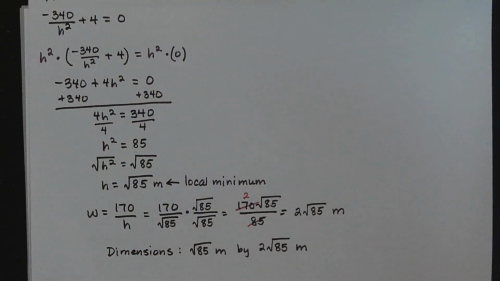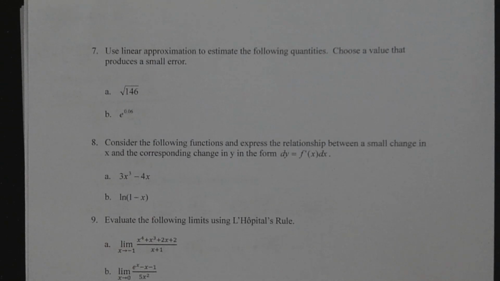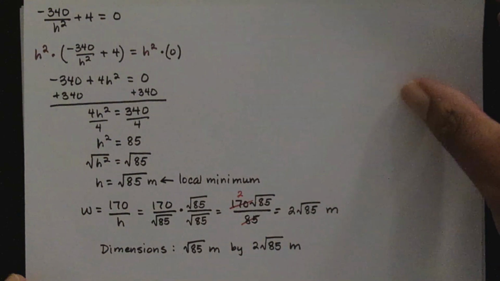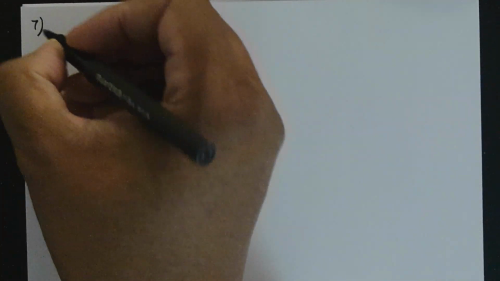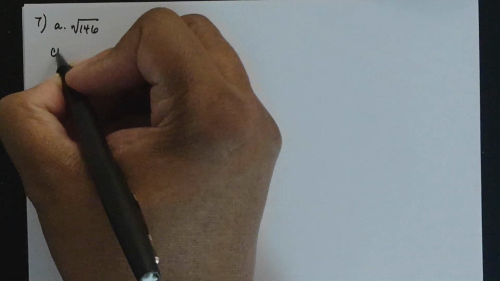Okay, problem number 7 deals with linear approximation, which is section 4.6. All right, so here we're going to choose a value that produces a small error and estimate the following quantities, like the square root of 146. In this case, we're dealing with the square root, so we need the largest perfect square that is less than 146. And that's going to be what? Yeah, 12 times 12, which is 144.